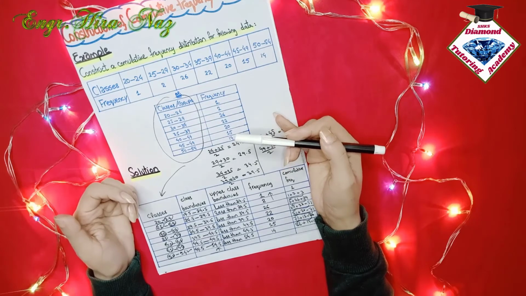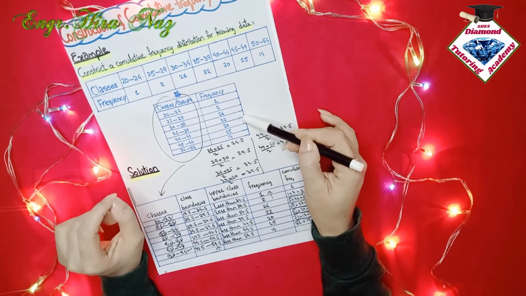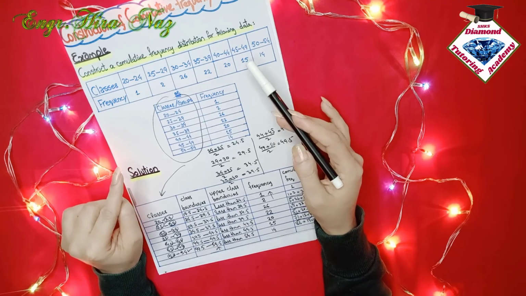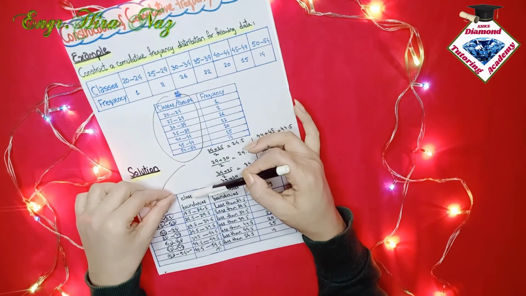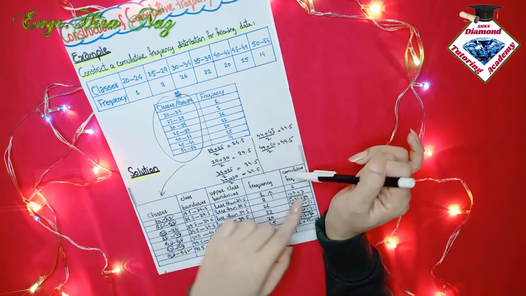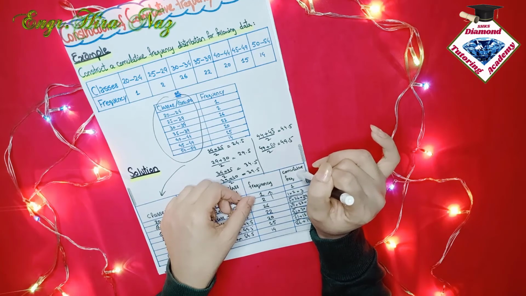Let me recall this whole process. Whenever you are given classes and frequencies and you are asked to construct cumulative frequency table, what you have to do? You have to create class boundaries and you have to find out upper class boundaries from there, and then you have to create cumulative frequency from given frequencies. Understand?